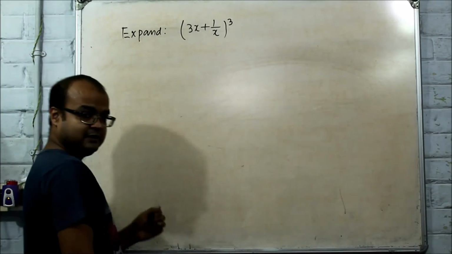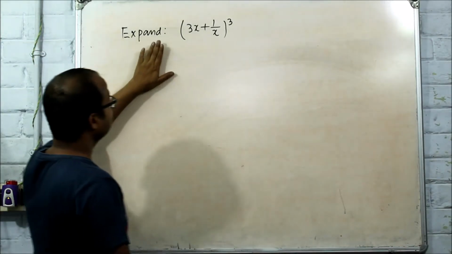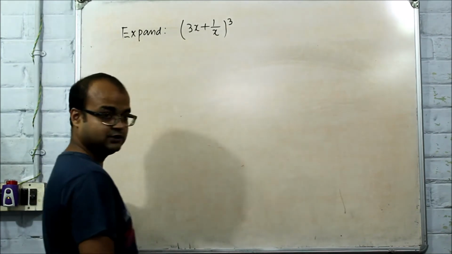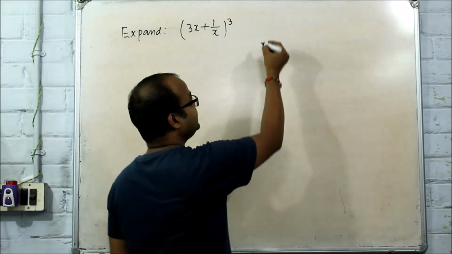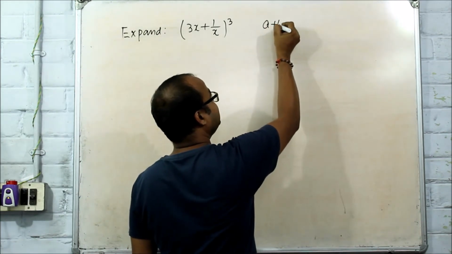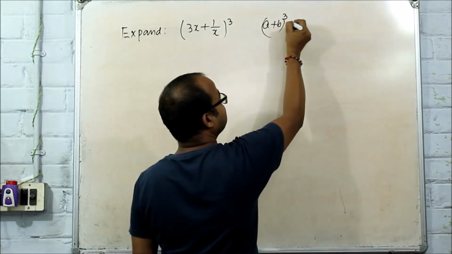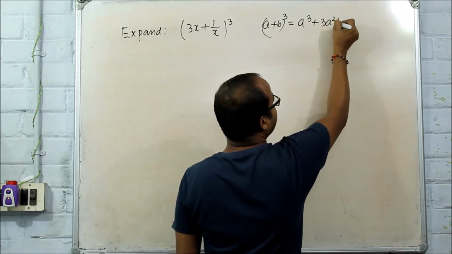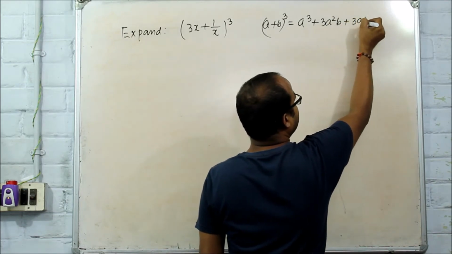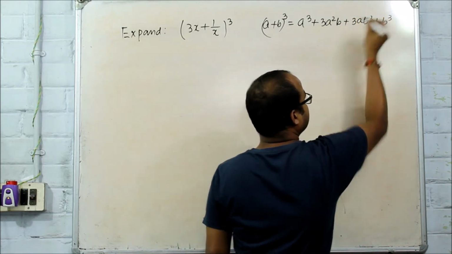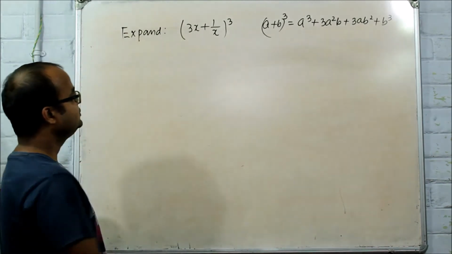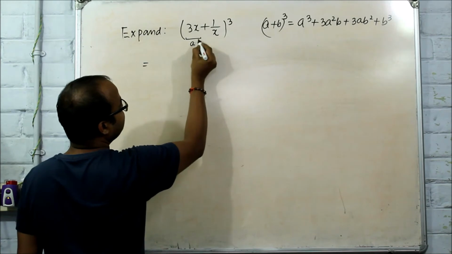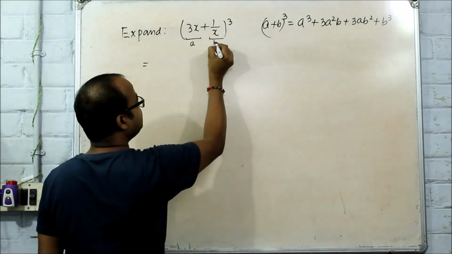Now, let us take another example. We need to expand (3x + 1/x) to the power 3. So here, which formula are we going to use? We are going to use (a + b) to the power 3. So formula is a cube plus 3a square b plus 3ab square plus b cube. This is the formula. So for us, this acts as a and this acts as b.